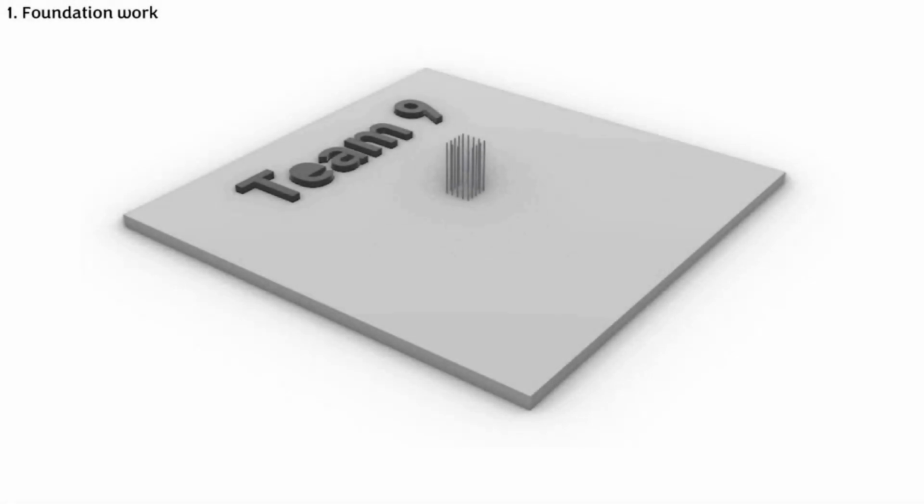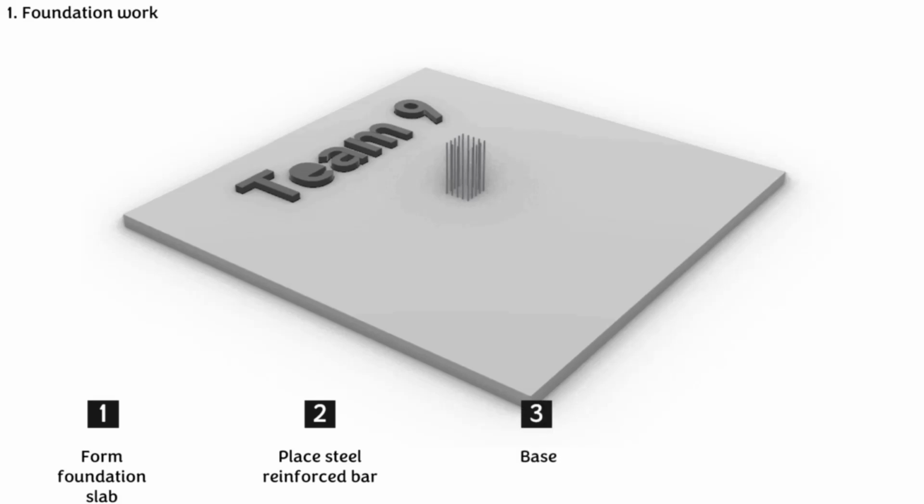Before the construction of piloti columns, foundation work is required. This involves forming a foundation slab and placing steel reinforced bars to provide a base for supporting the PLT columns. The foundation slab is made of concrete and has a role in distributing the load of the columns effectively. When executing this foundation work, the reinforced bars are protruded from the foundation slab to allow connection with the columns, ensuring their continuity.